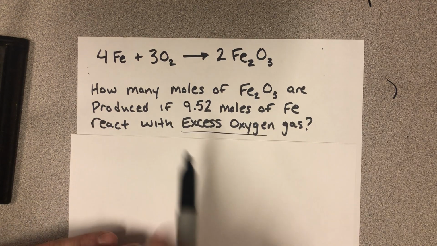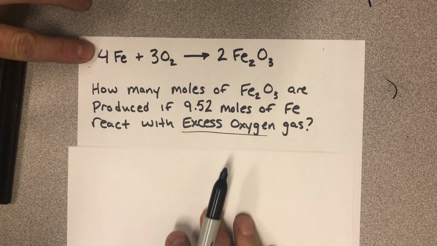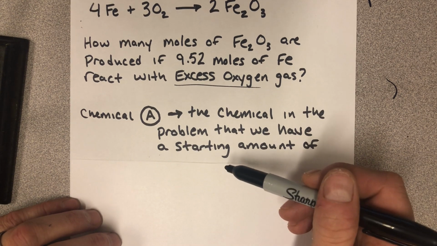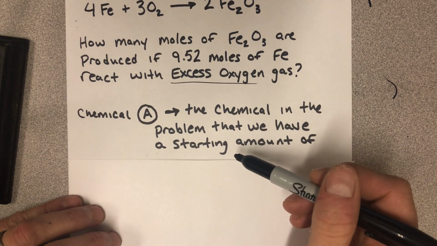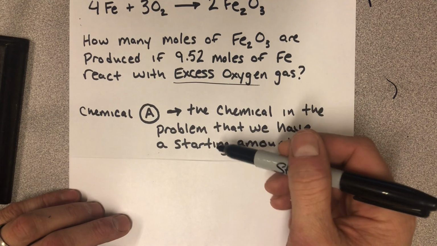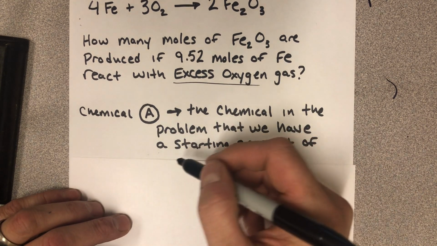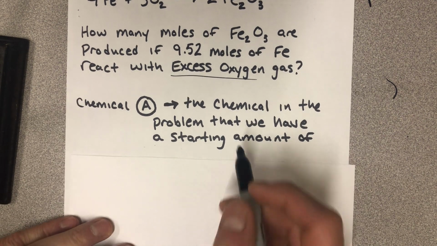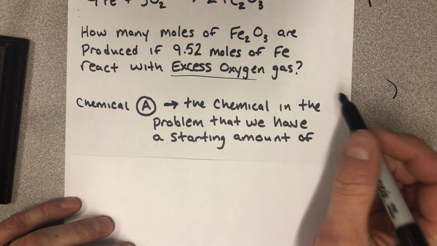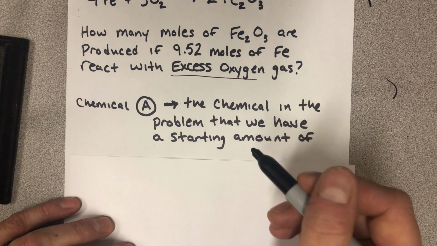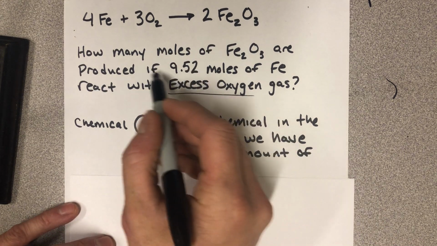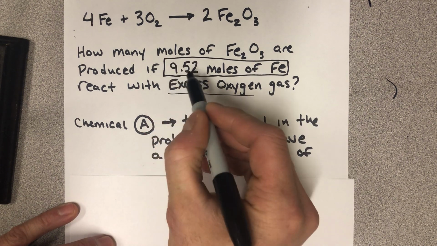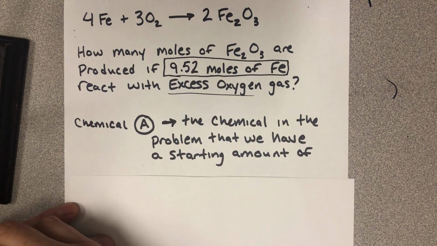Okay? So to do a problem like this, we need to define a couple of things. So we're gonna look at chemical A and chemical B, and really in a stoichiometry problem, we're only looking at two chemicals at one time anyway. So one of the two chemicals is chemical A, the other is chemical B. But starting with chemical A is the chemical in the problem that you're starting with and that you know the amount of. So chemical A in this case would be iron. The Fe is the chemical A because we know how many moles of it we're starting with.